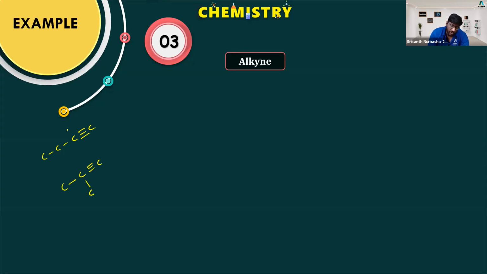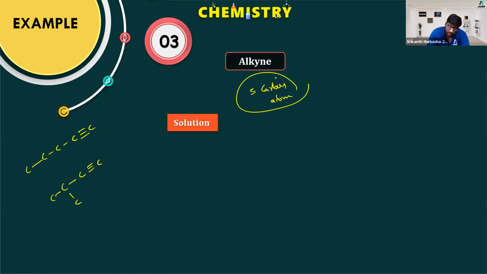So with 4 carbons also, I am not getting a different carbon chain, because I cannot write C triple bond CC to this carbon. I cannot include it. So I need a minimum of 5 carbons. If I have 5 carbons, then I can write a substitution in this manner. So for alkynes, you require 5 carbon atoms to show chain isomerism.